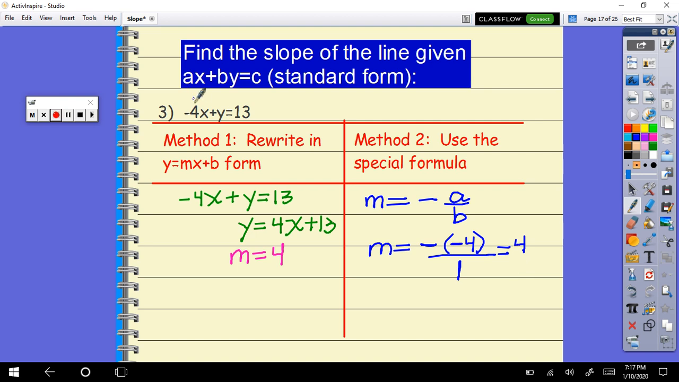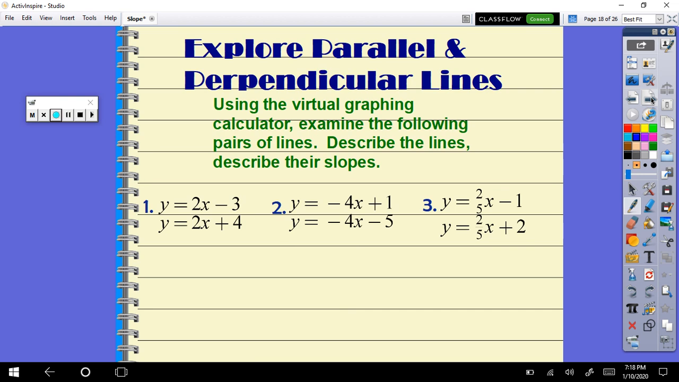And once again, notice my A was negative, my B was positive. If A and B start out being opposite signs, your slope will turn out positive. If A and B start out being the same sign, your slope will wind up negative when you're using this method. So guys, we are done with the third part of your lesson. They're getting a little faster, aren't they?